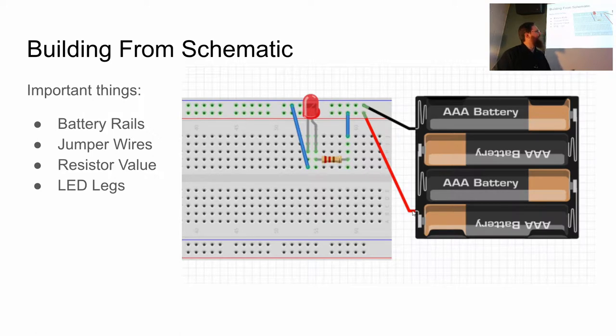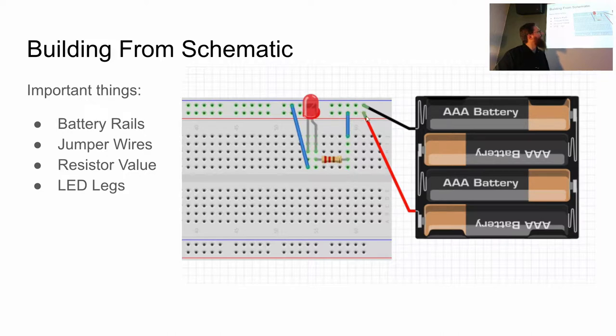So back to our schematic, we go from the positive end of our battery block, and that's connected to this red rail, which is connected to all of these pins on the bottom row here. From there, I've added a jumper wire, which connects this rail to this row here. If you can see, there's a very faint number 60, so this is row 59 on my breadboard.